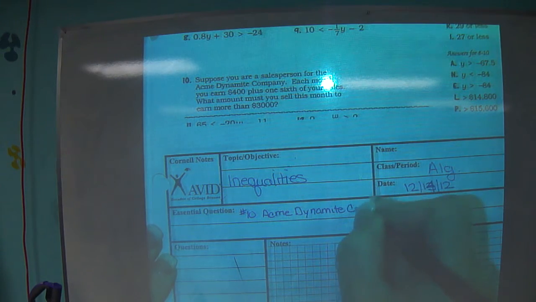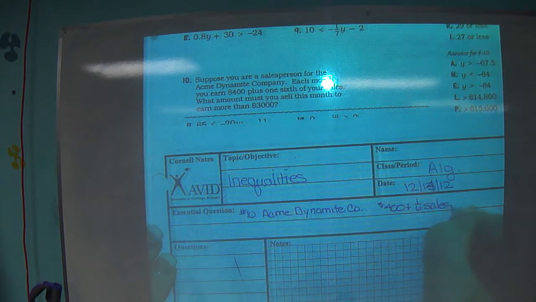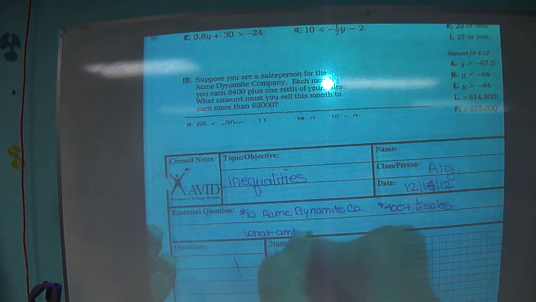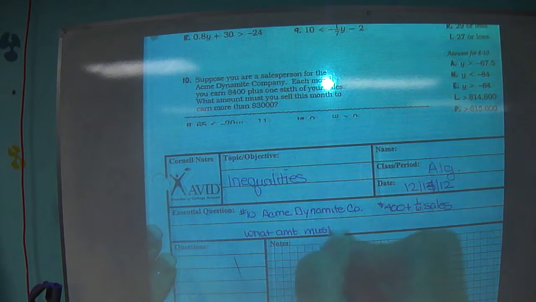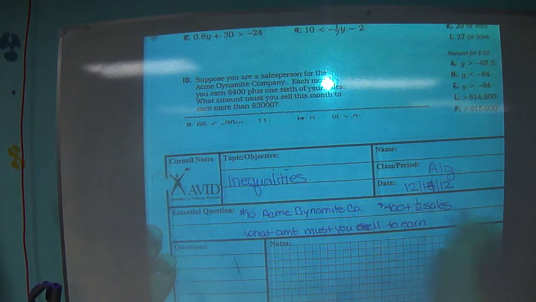Acme Dynamite Company. Okay? So, $400 plus 1/6 of sales. And the question is, what amount must you earn, must you sell, excuse me, to earn at least $3,000. That's the question, right?